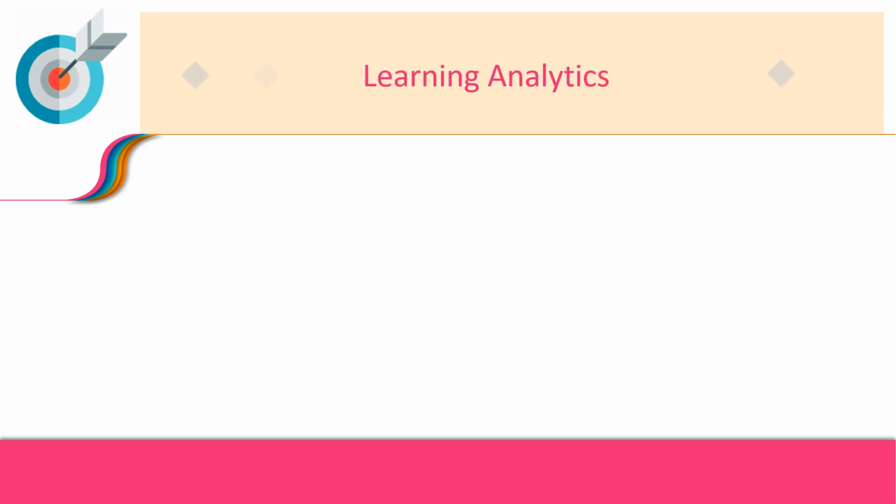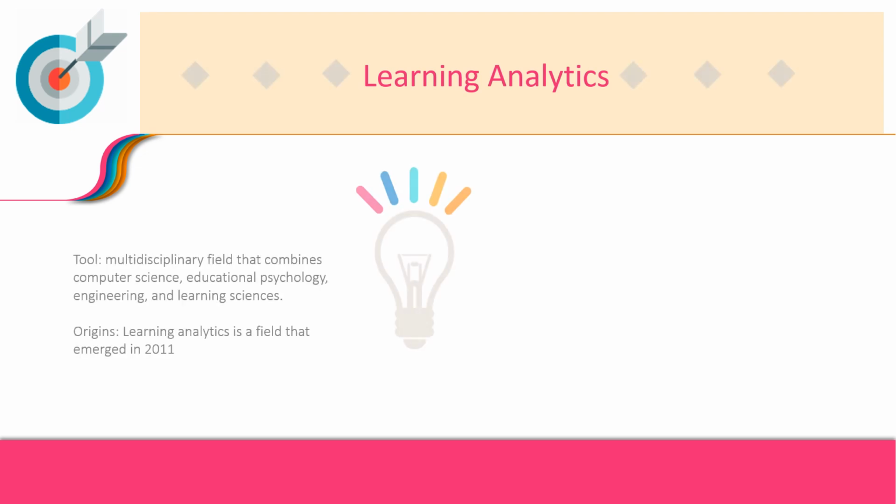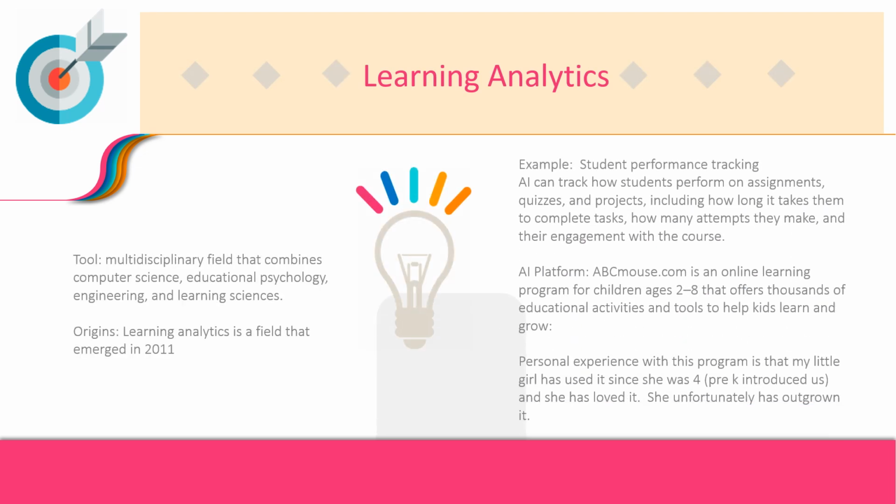Number 9 is learning analytics, a field that emerged in 2011, a multidisciplinary field that combines computer science, educational psychology, engineering, and learning science. An example would be student performance tracking. AI can track how students perform on assignments, quizzes, projects, including how long it takes for them to complete tasks, how many attempts they make, and their engagement with the course.